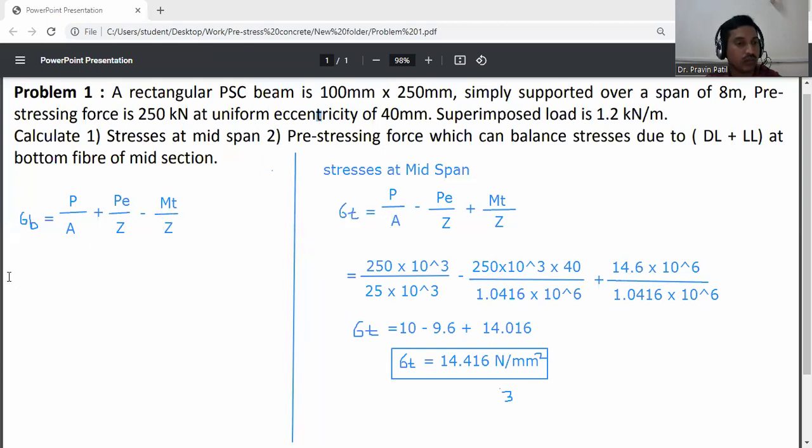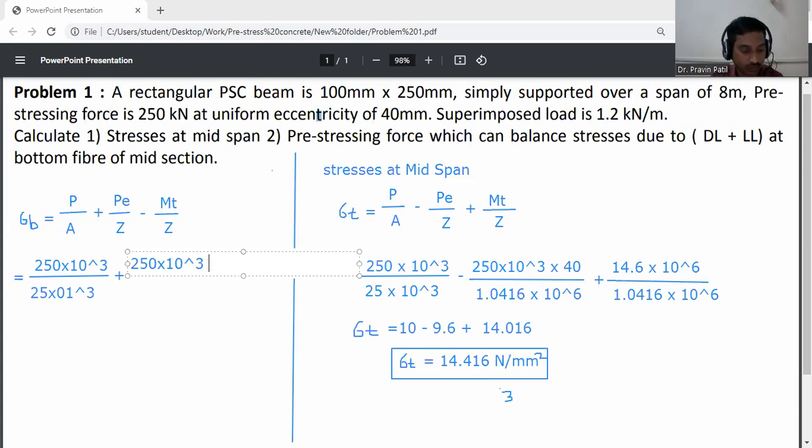So again, put all these values here. Same P, it will be 250 into 10 raised to the power 3, divided by area, which is 25 into 10 raised to the power 3. Then plus P e by Z again, 250 into 10 raised to the power 3, it will be 40, divided by Z.